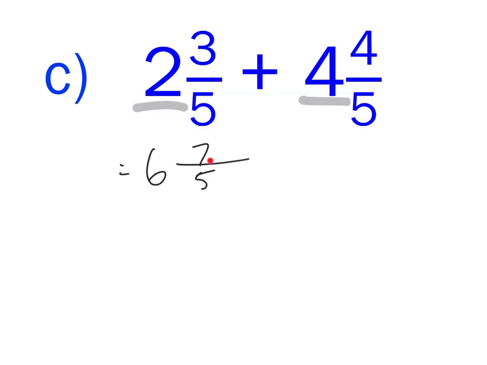So we add it onto this and we get 7. And when we take 5 parts away from 7 because we made an extra whole, how many are left? 2. So the answer is 7 and 2/5.